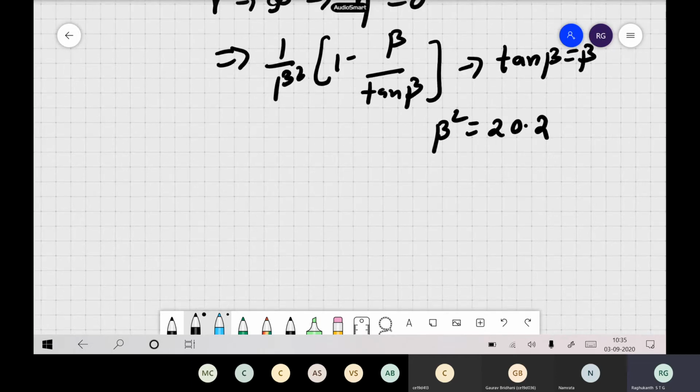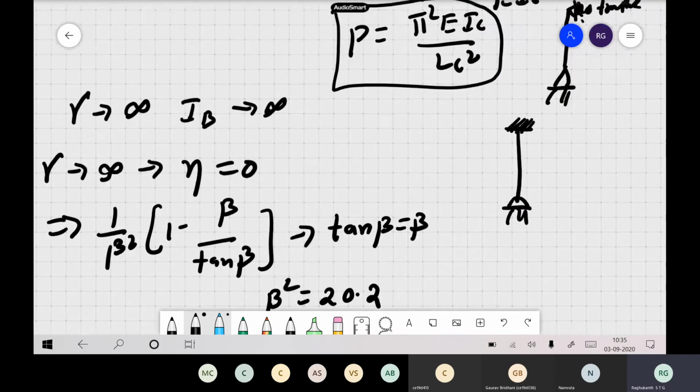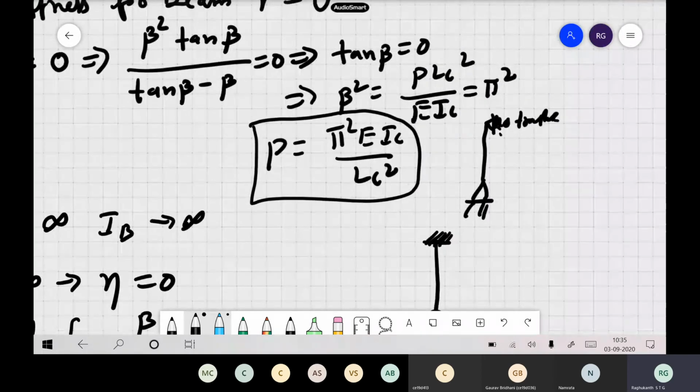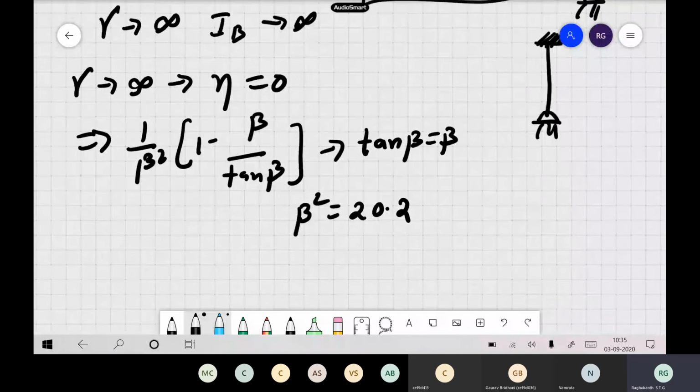Okay, so these are very useful checks, to see whether you are proceeding in the right direction or not. So your beta square depends on 20.2 is one thing. The other one is pi square. So your beta square lies in between these two limits.